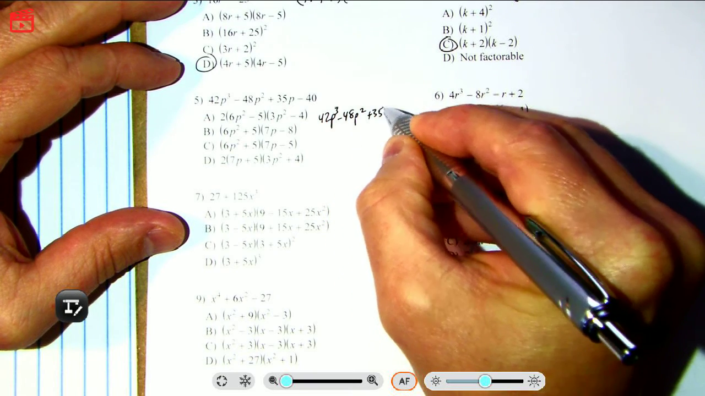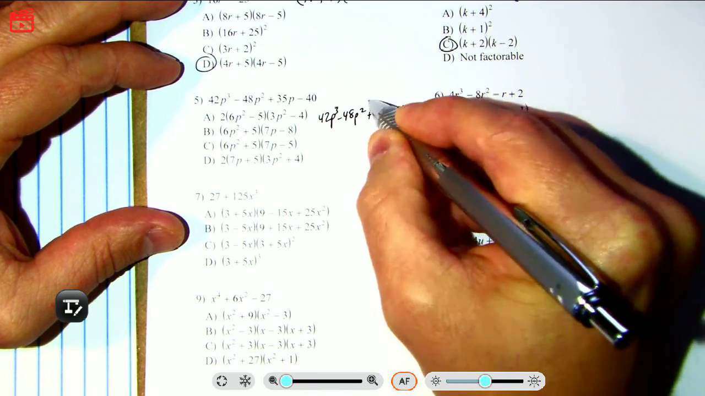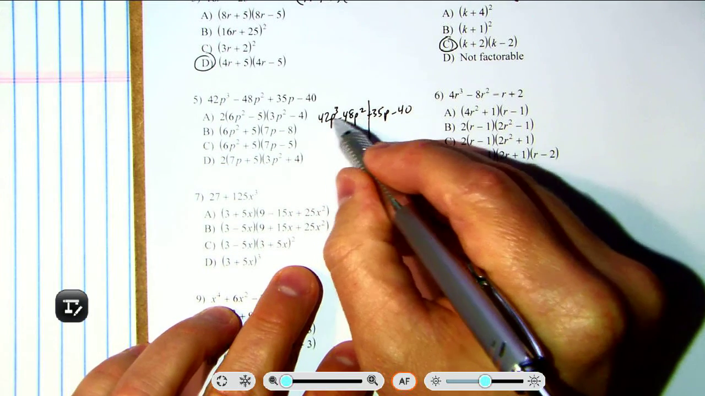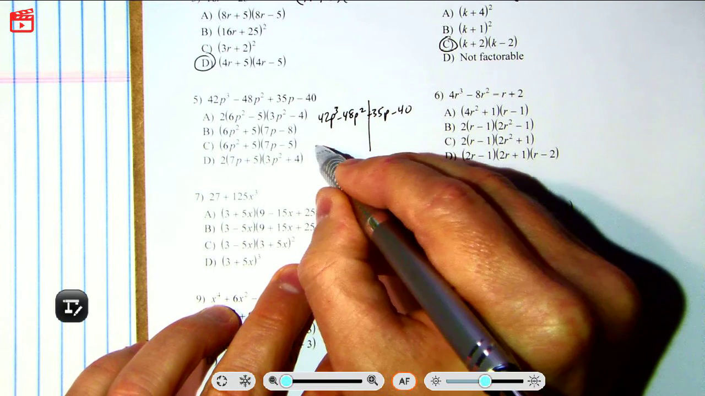I should have done this before. This is wasted time. And we'll split it in 2 to do grouping. By the way, that's plus 35. So what's the GCF of 42 and 48? That's going to be 6.